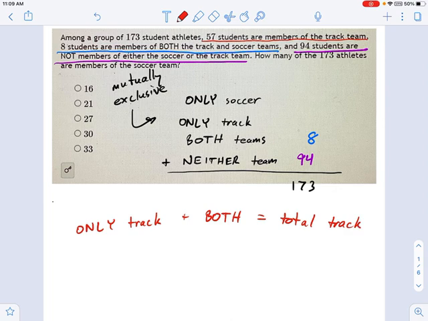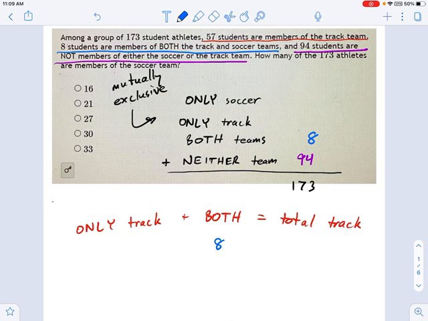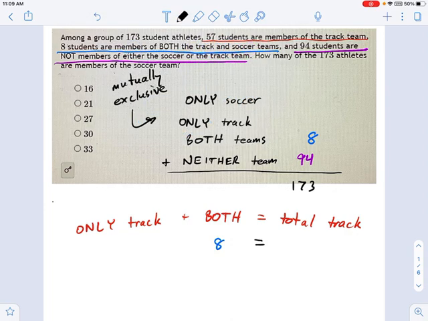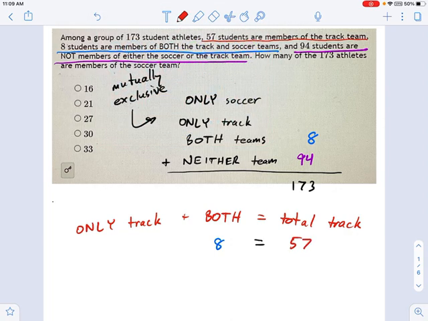You're going to have a couple people who run both. We already know that. That's 8. And I also know the number of people on the track team. That was 57. There are a total of 57 people. Well, what plus 8 makes 57? We can solve this. Is it 49? I think it's 49. 49 plus 8 equals 57. So that means there are 49 students who only run track.